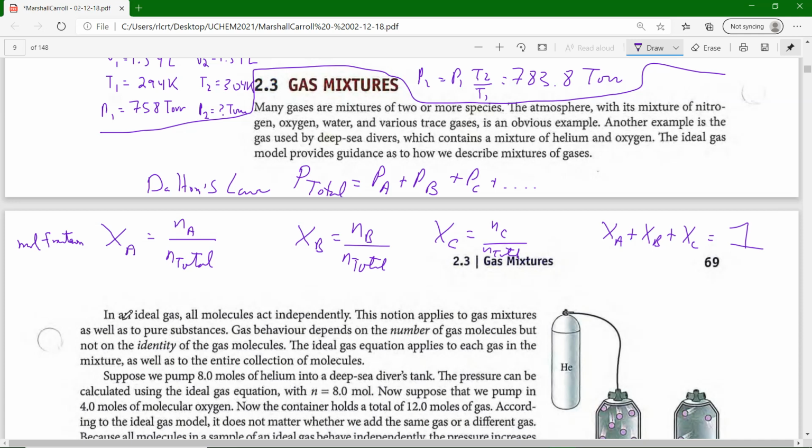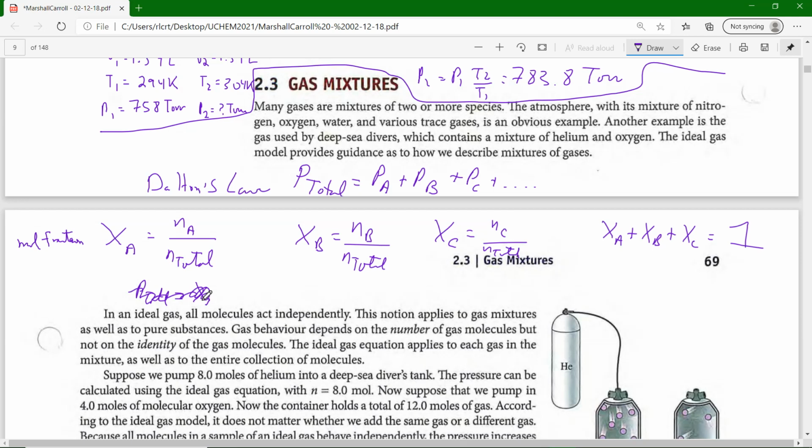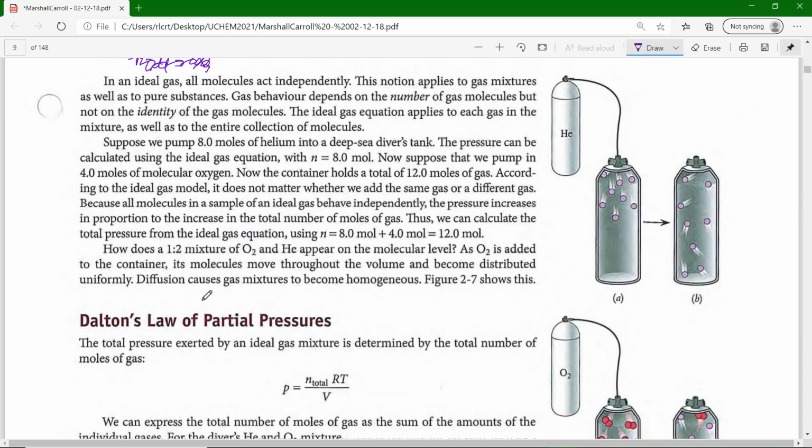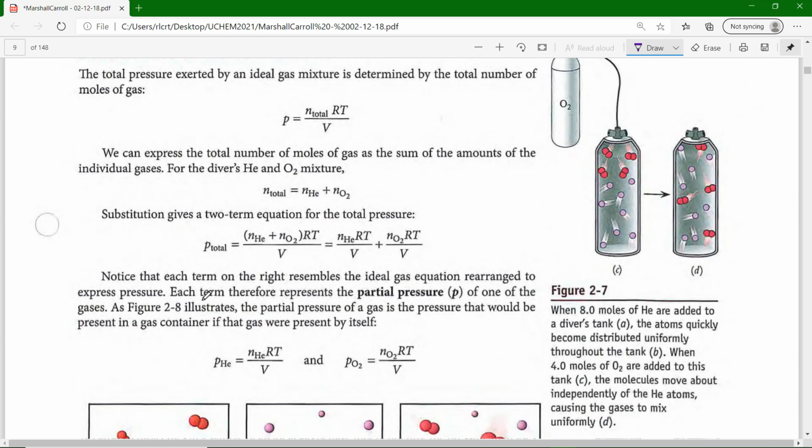And with Dalton's law, it can be shown that the total pressure is the partial pressure of A, which is just the mole fraction of A... actually no, let's leave that for a second. We'll get to that in a minute. Okay, so here I'm going to prove it.